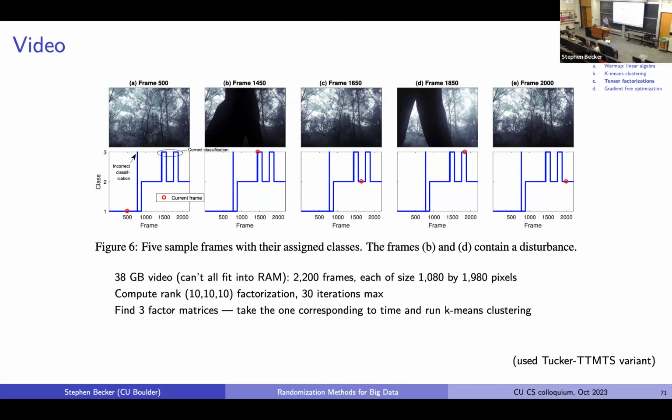This is not a state-of-the-art clustering method. This is to give us an example of how we get a large data set that's dense. So this was a dense example. Everything else is sparse.